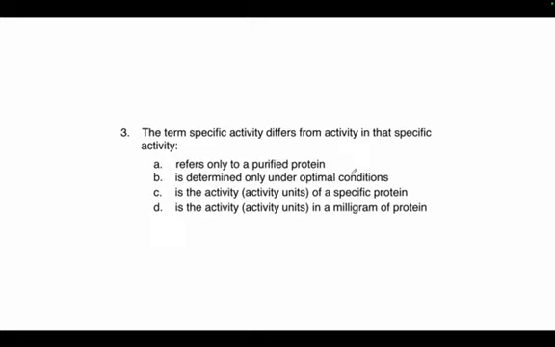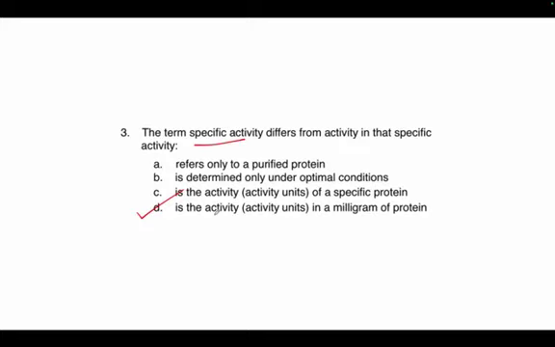Okay. This is more in the context of an enzyme, but they're asking what the term specific activity differs from activity in what sense? Basically, what is specific activity? So, activity of an enzyme is usually defined as amount of product produced per unit time or amount of substrate consumed per unit time or something like that. But then what is specific activity? Specific activity is actually activity in a milligram of protein.